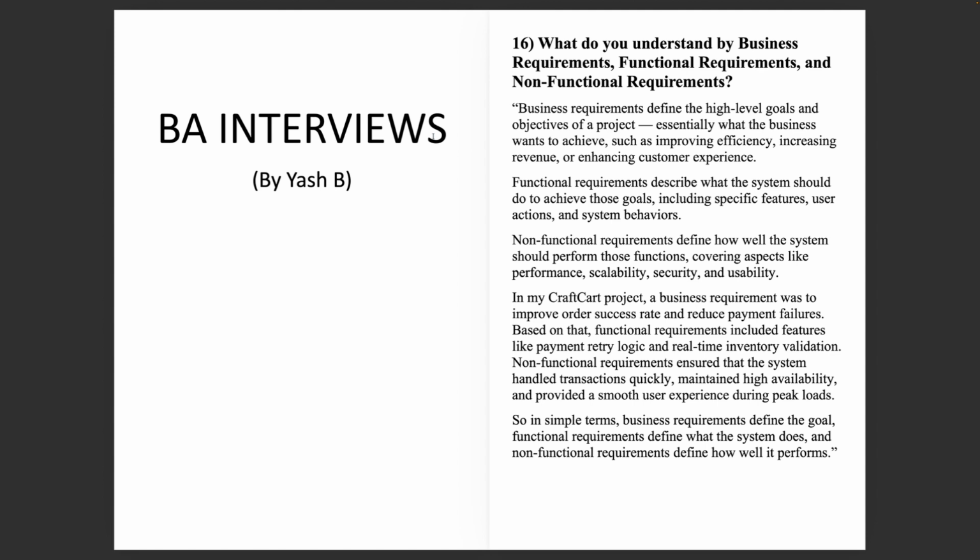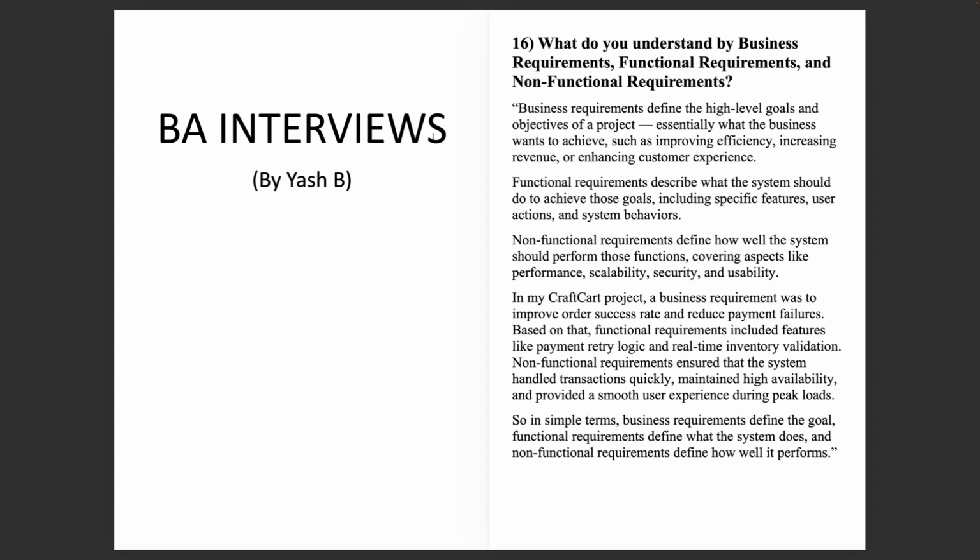What would be a functional requirement for that? Customers should be able to track delivery in real time. That's what Zomato is. In Zomato, when you order food, you can track the delivery, the time, and everything, right? Then comes non-functional requirements. The tracking page should load within 2 seconds.